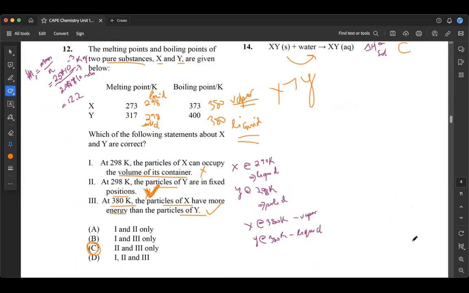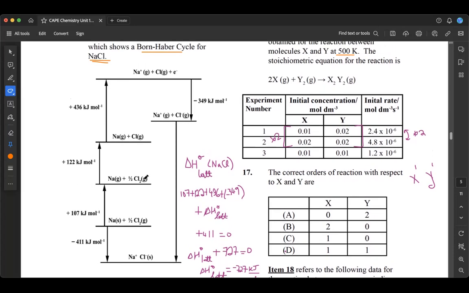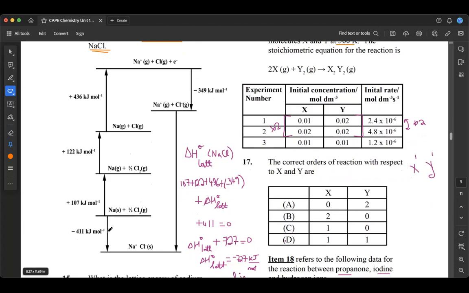So moving along to 15 now. 15 refers to the diagram below, which shows a Born-Haber cycle for sodium chloride. So let's look at the Born-Haber cycle. It's important that we remember what each step is. This would be the enthalpy of formation, so that would be delta HF. And over here would be our lattice energy, or lattice enthalpy, where we're combining these gaseous ions to form the ionic solid.